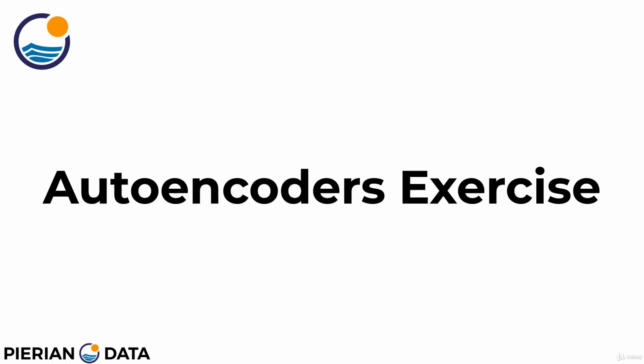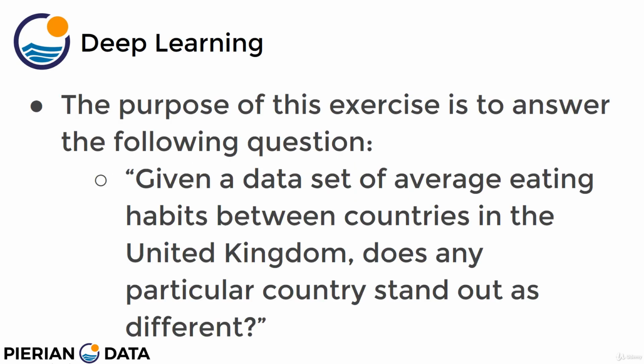Welcome back, everyone, to the Autoencoders exercise. So the purpose of this exercise is to really answer the following question. Given a dataset of average eating habits between countries in the United Kingdom, does any particular country stand out as different from the others? So keep in mind, this particular question doesn't entail any specific discussion of dimensionality reduction.